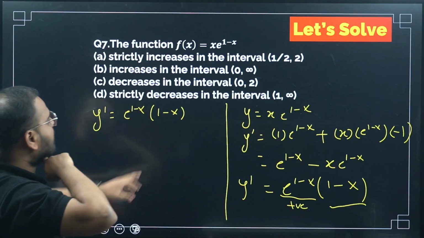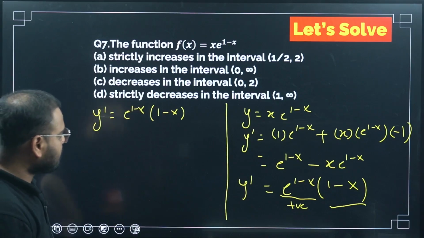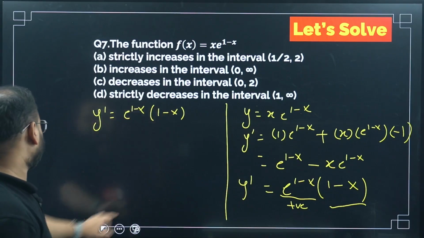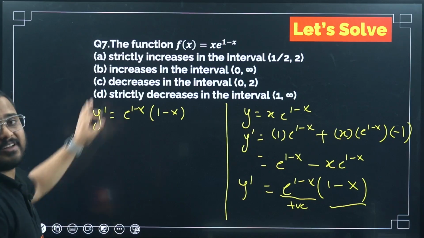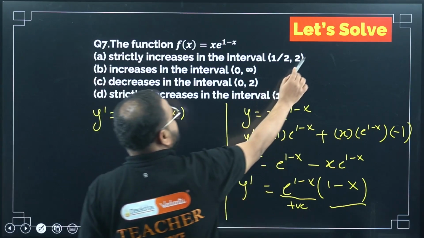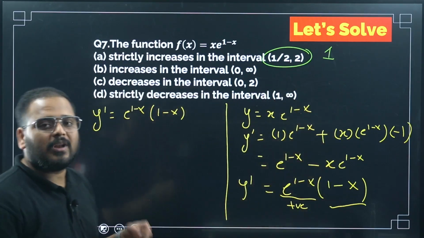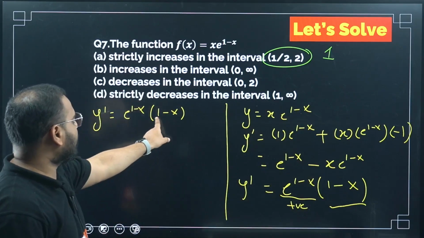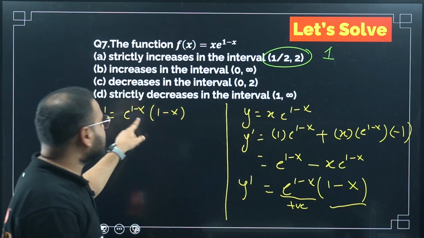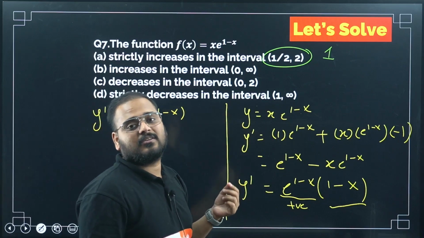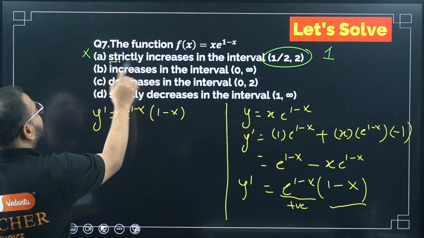Before 1 by 2, what will happen now? Before 1 by 2, this is 1 by x only, right? So if you put 1, it will become 0, right? Think about it, sir. How am I validating the first option? In this option, is 1 there or not? 1 by 2 to 2 will have 1 in it, right? So if you put 1 here, it will become 0. 0 means it is not strictly increasing, it's just increasing. If the derivative is equal to 0 it is not increasing. So option A is incorrect because of the word strictly over here.